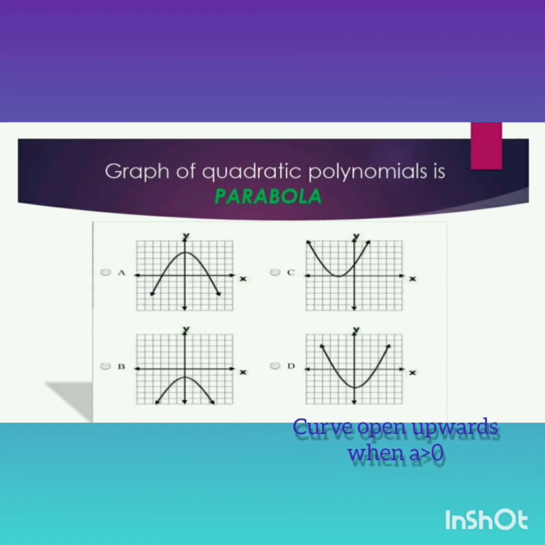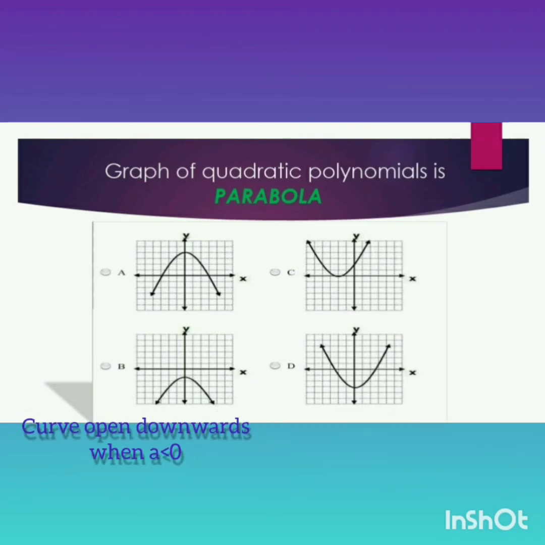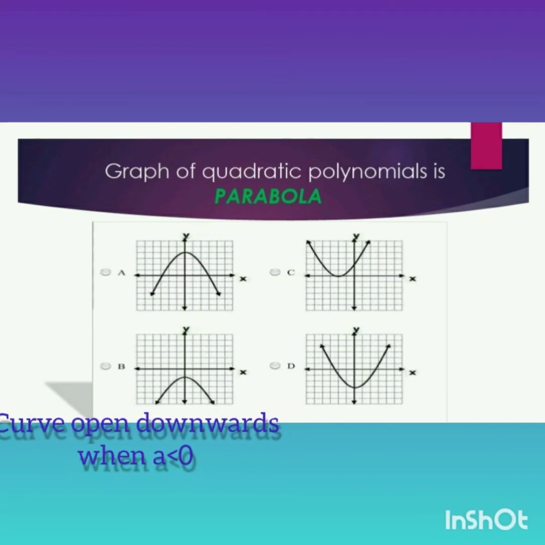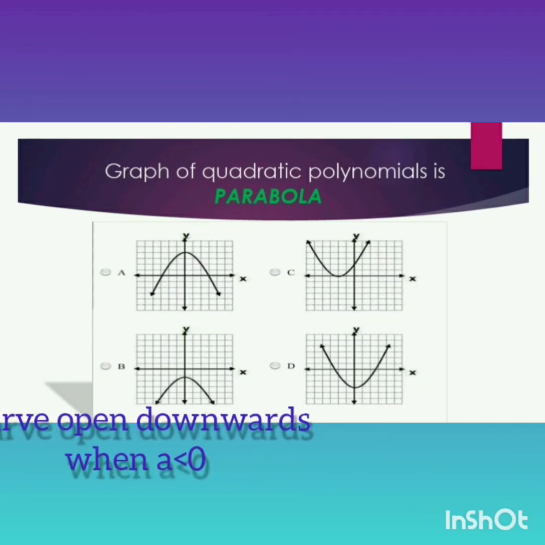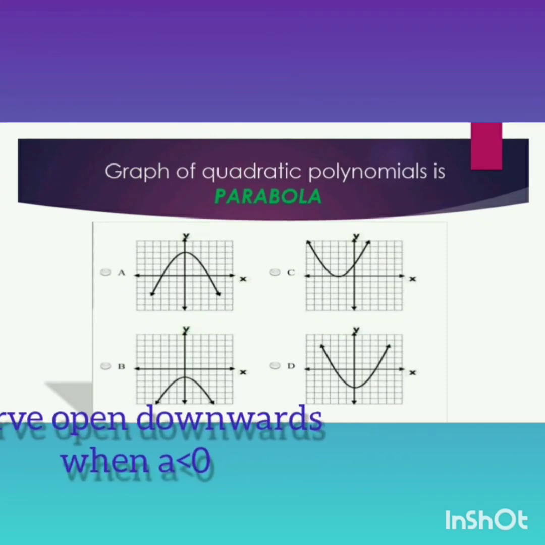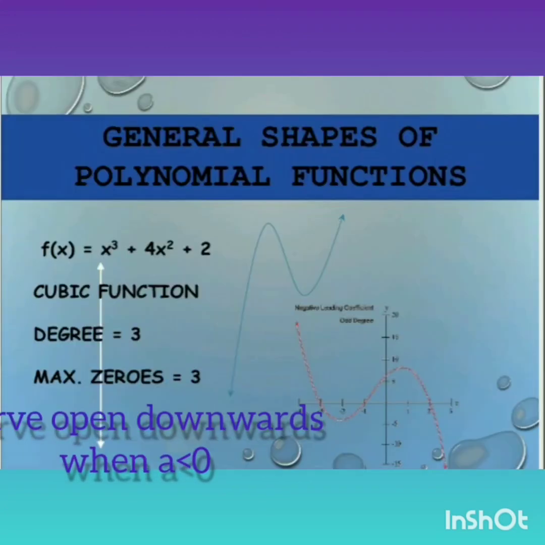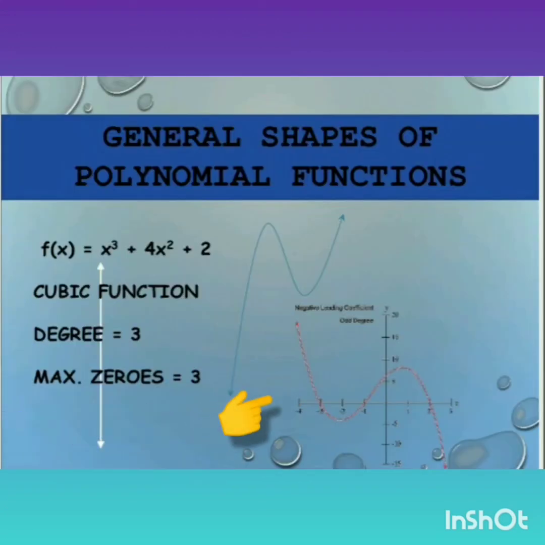The curve opens upwards when a is greater than 0. The curve opens downward when a is less than 0. So here you can see these examples, these graphs. Now we will do the cubic. Cubic means degree 3. Maximum number of zeros is 3. Now you can observe the graph of the cubic polynomial.